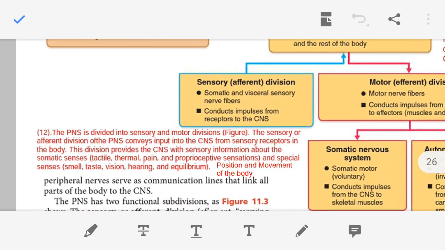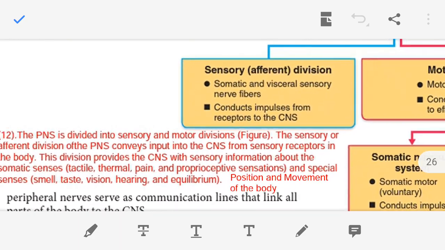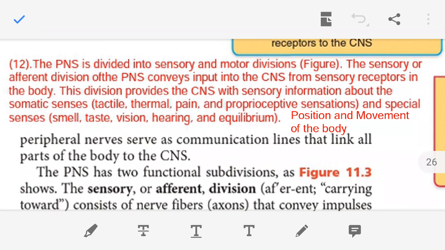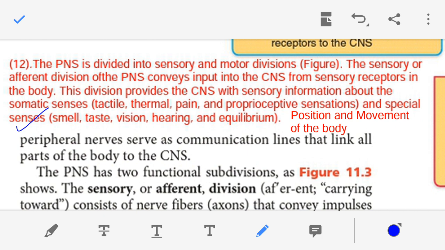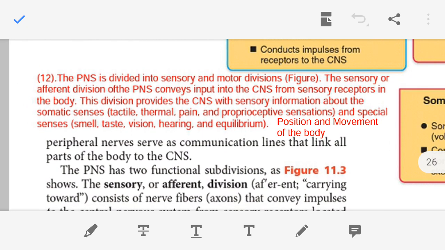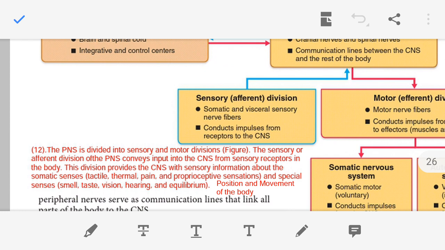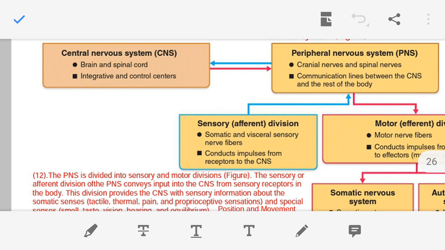So this is about the sensory division. These are the special senses. Smell: we can smell, let's say, the smell of perfume, so we can experience whether it is good or not good. We can taste various kinds of food items, we can see our world, we can listen to music, we can balance our body, and we can walk. Okay, so all this information passes from the sensory division to the PNS, and from the PNS to the central nervous system.